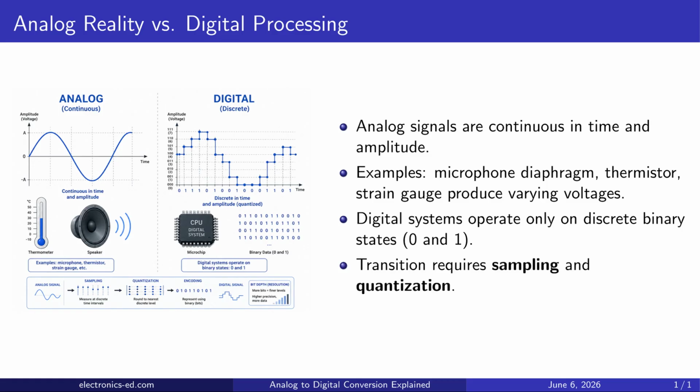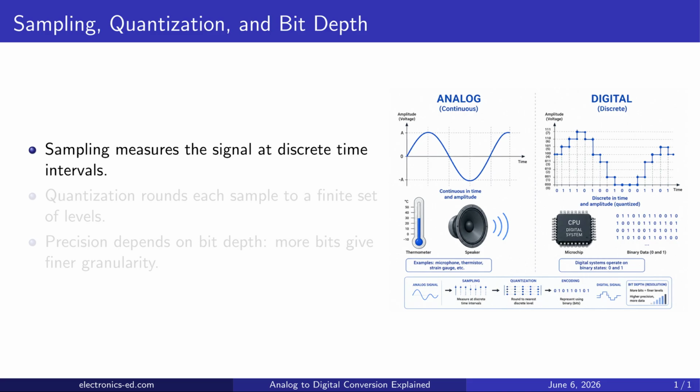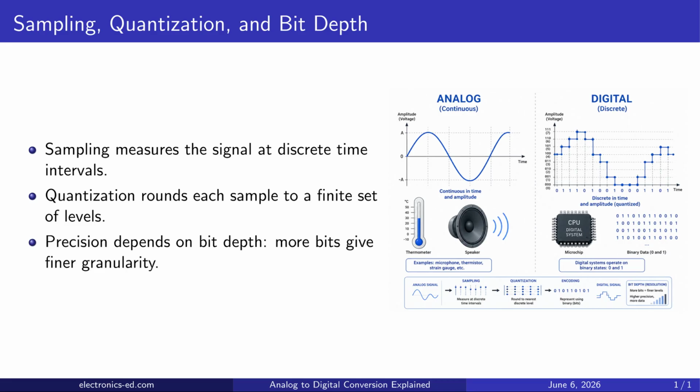To move from analog to digital, we need two key steps: sampling and quantization. Sampling means measuring the analog signal at specific, evenly spaced moments in time. Quantization then rounds each measured sample to one of a limited number of levels. How precise this is depends on bit depth. More bits give you finer granularity between levels.